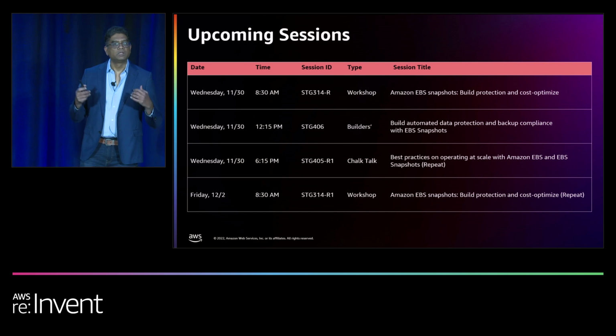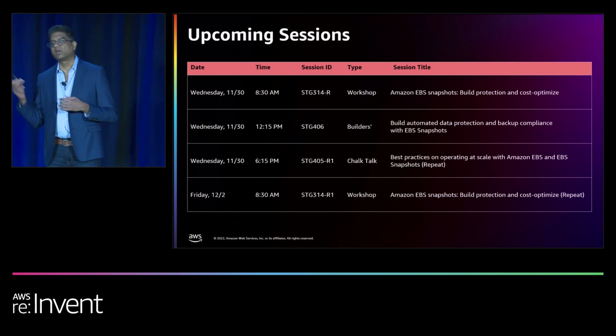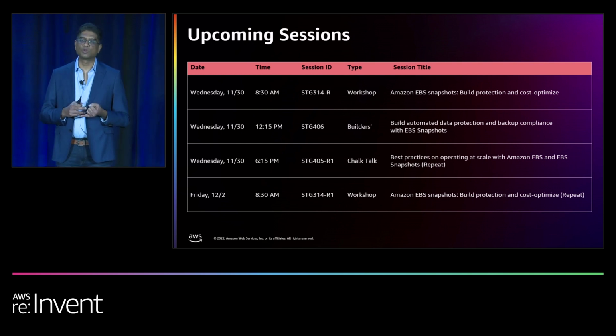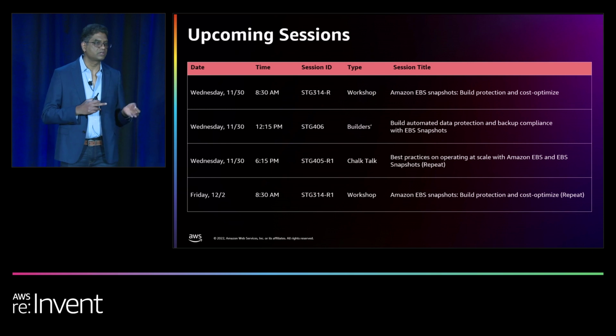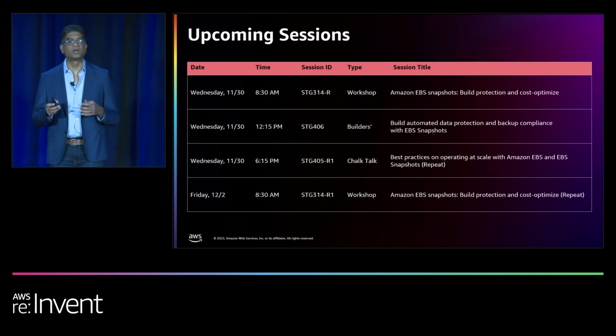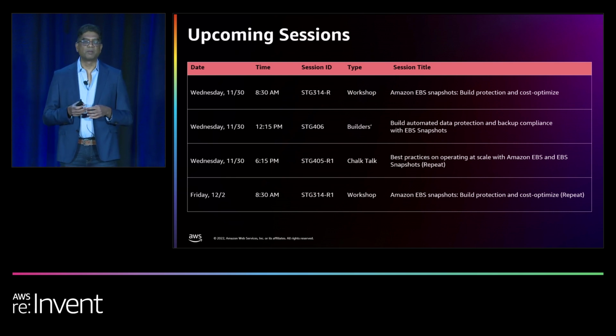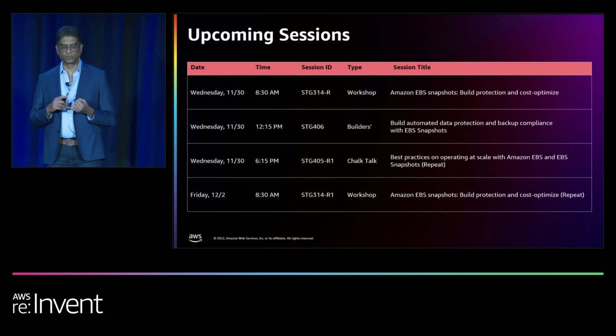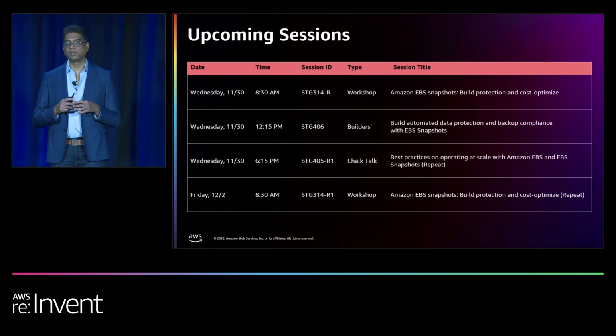Okay, to recap and summarize, Vienna talked about the basics of snapshots. She walked you through Data Lifecycle Manager. I then walked you through Recycle Bin, a critical data protection feature, the Snapshots Archive tier, as well as the direct APIs. If you want to learn more about any of these things, please feel free to attend one of these upcoming sessions. They're either workshops, builder sessions, or chalk talk sessions. You'll learn more about these topics and be able to apply them when you get back to work.